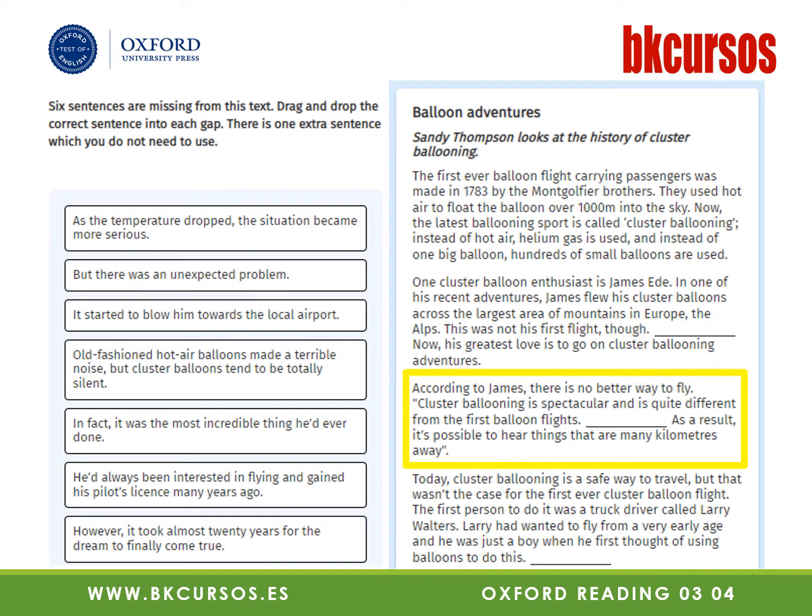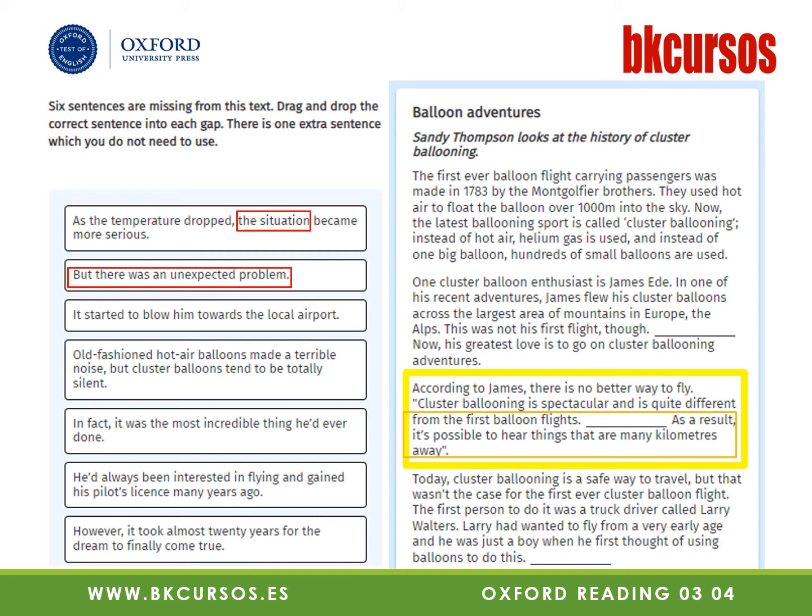It says, according to James, there is no better way to fly. Cluster ballooning is spectacular and is quite different from the first balloon flights. The gap, as a result, it's possible to hear things that are many kilometers away. Okay, so what is the key information here? The key information is that it is talking about the first balloon flight, and it's going to tell us something that as a result makes it possible to hear things that are many kilometers away. So we need a cause here. The first sentence is talking about a specific situation that doesn't make any sense here because it's talking about the general idea of flying, not a specific situation.